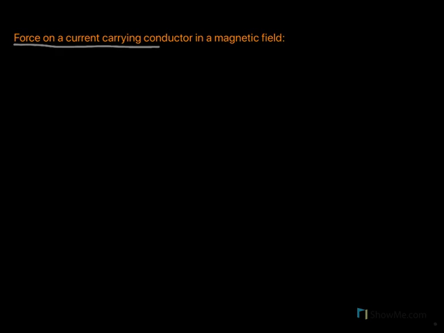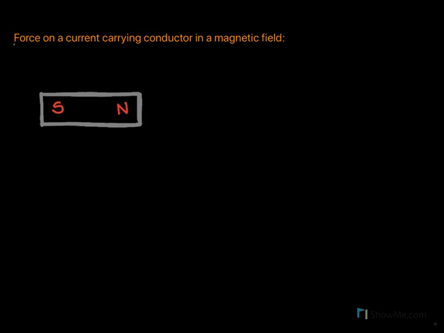Force on a current carrying conductor in a magnetic field. Here's the magnet with its north pole and its south pole. If I bring another magnet close to it, with its south pole towards the north pole and the north pole away, we find there is a force of attraction between these two magnets. These magnets attract each other.